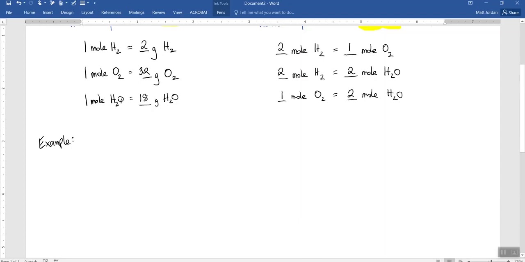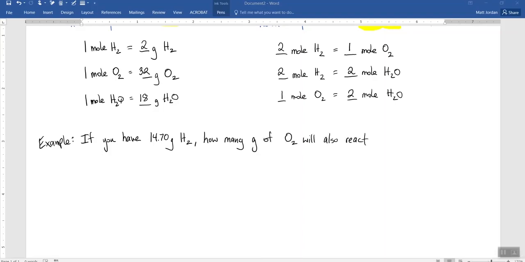So what if you had 14.70 grams of hydrogen? Okay, so if you have 14.70 grams of hydrogen, how many grams of oxygen will also react? And so just like every other conversion, you first start with what you're given. So you are given 14.70 grams of hydrogen. So let's write that down.